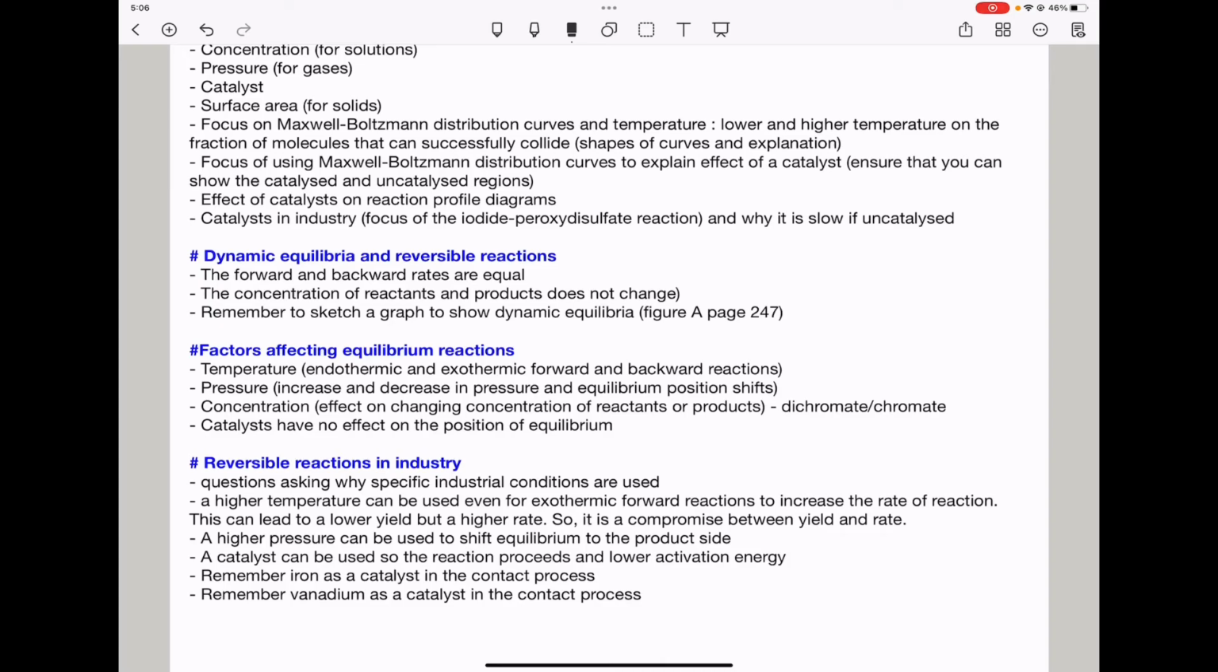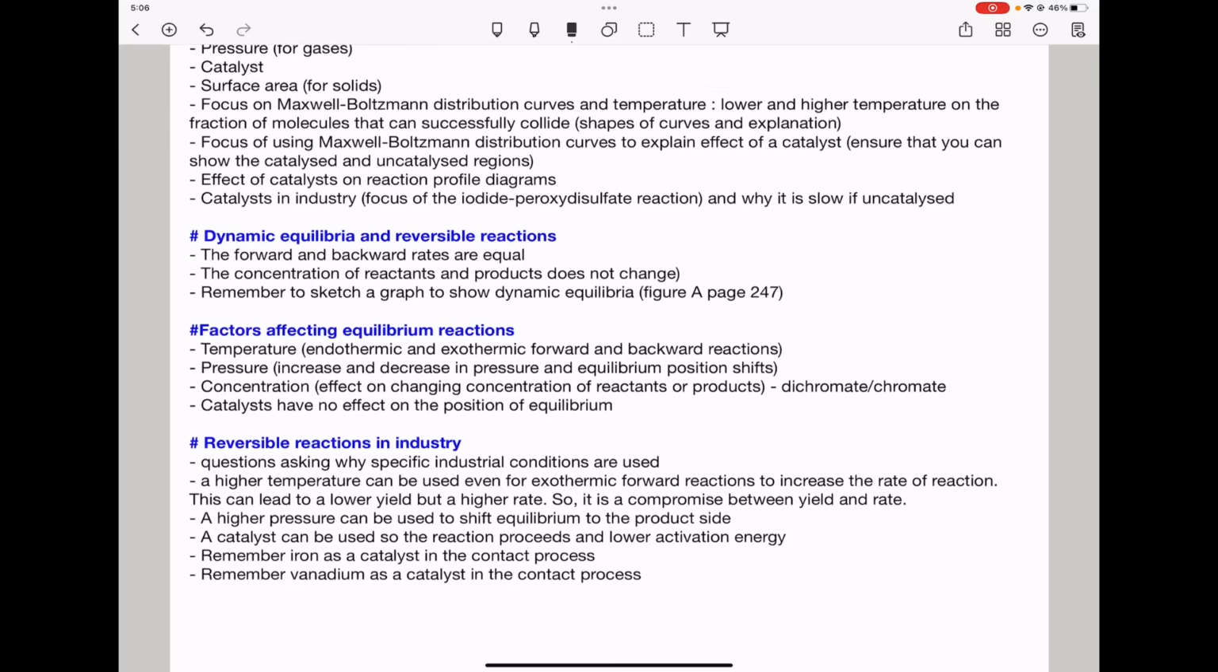When we go to dynamic equilibria and reversible reactions, you need to know about the forward and the backward reaction rates. They are going to be equal at dynamic equilibrium. You need to know that at dynamic equilibrium, the concentration of the reactants and the concentration of the products do not change. Please, this does not say that the concentration terms are equal. They do not change. Also, you need to remember to sketch a graph to show the dynamic equilibria as shown in figure A on page 247.